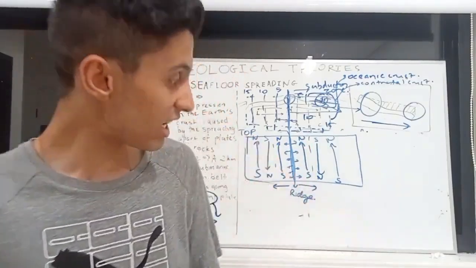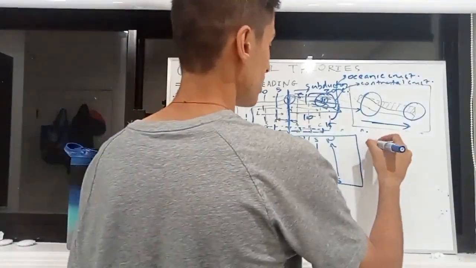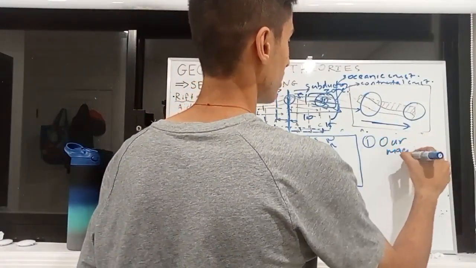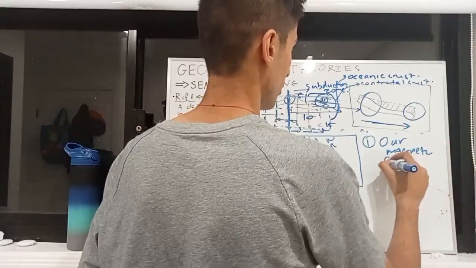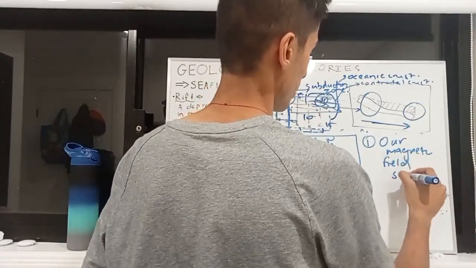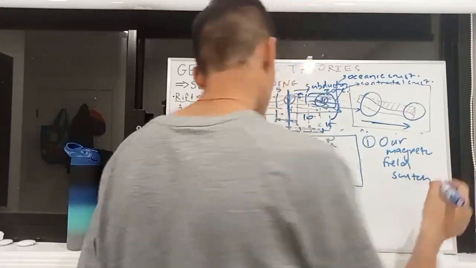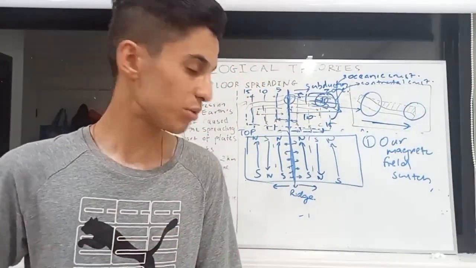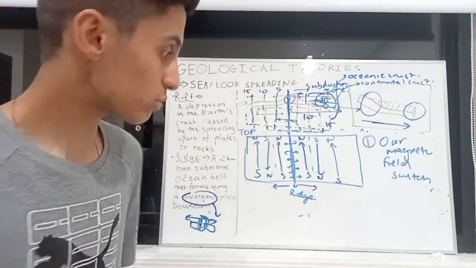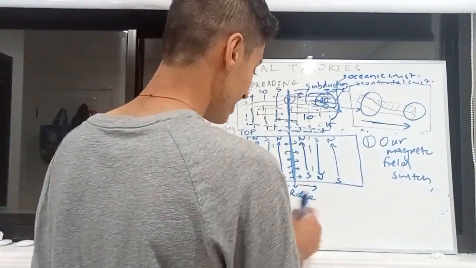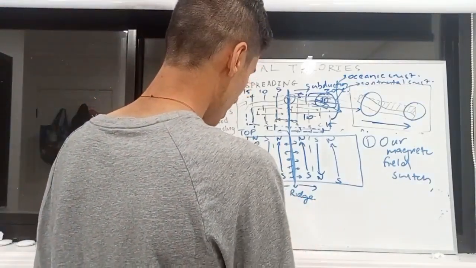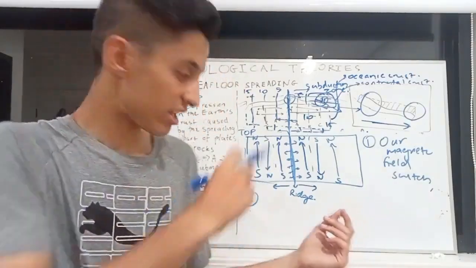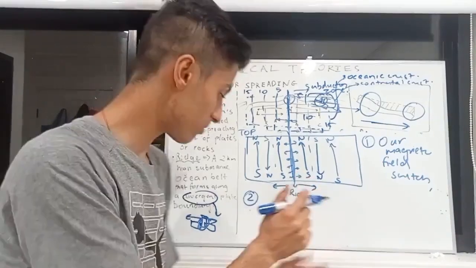And so from this they learned two things. The first thing is that our magnetic fields switch. This is how they discovered that our magnetic fields constantly switch. And as we all know, we're quite overdue for the next one. And secondly, they realized that the magnetite, and hence the basaltic lava, must be coming from the ridge.